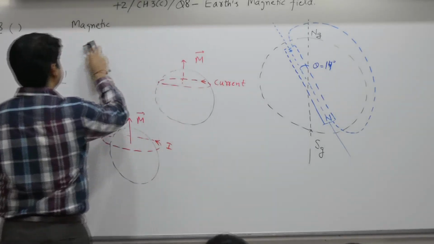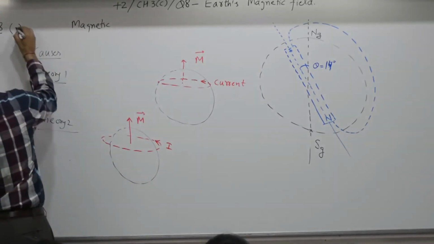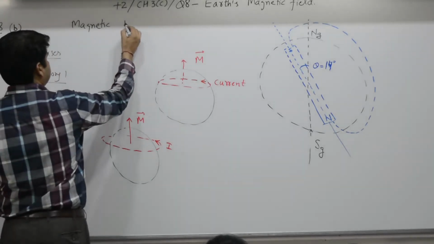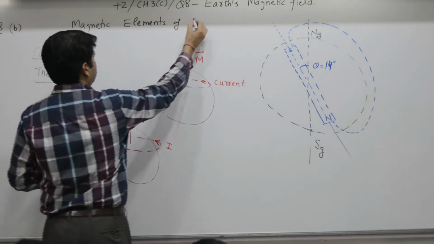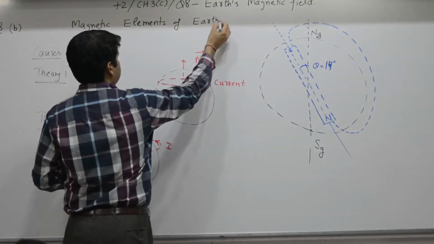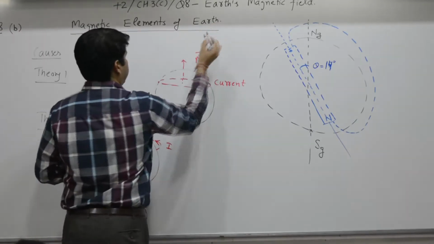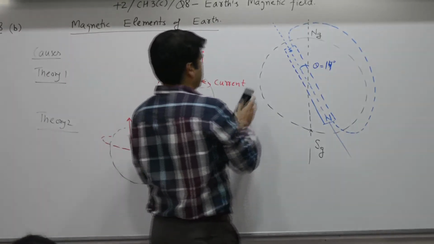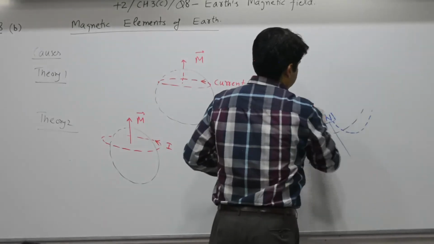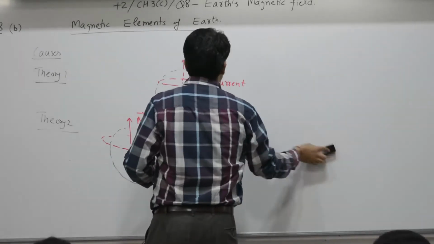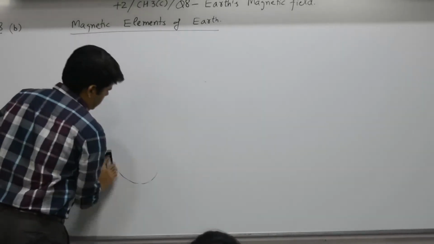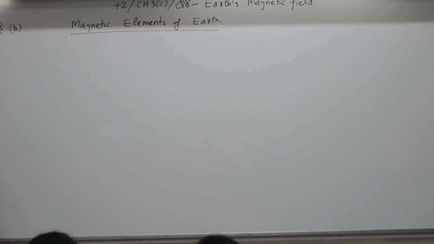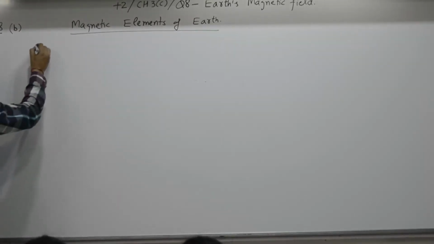B part. Magnetic elements of earth. Three. One is magnetic declination. In B part, you have 3 parts.